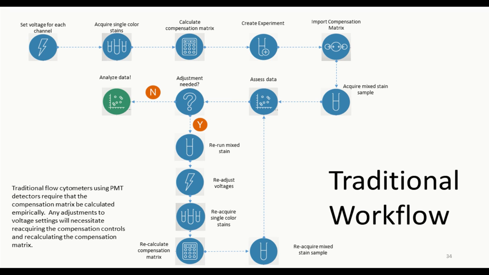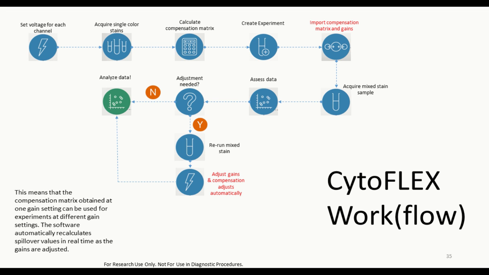we then need to go down the path where we have to rerun the mixed stain sample and make that voltage adjustment, then go back and reacquire every single one of those single colored stains at those new settings, recalculate the compensation matrix, and then look at my mixed stain sample again, assess the data, and come back to asking myself, am I happy with that or not? And if I'm not happy, I've got to go back through that loop and continue to follow the loop until I'm happy or until I'm just happy enough, and I move forward with my experiment. So it can be quite tedious and quite iterative, and the more colors you have in your panel, the longer this type of workflow can take.